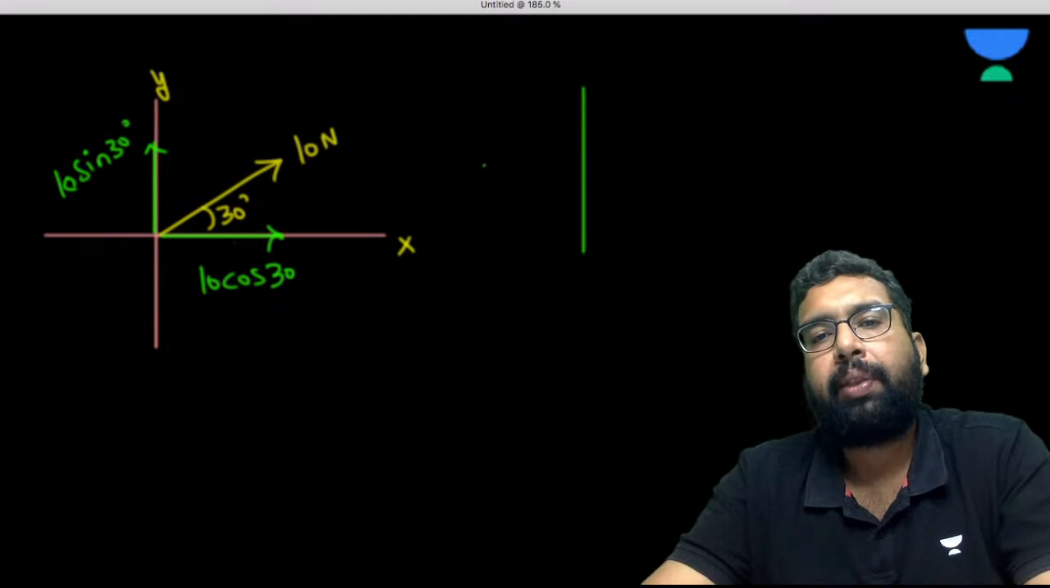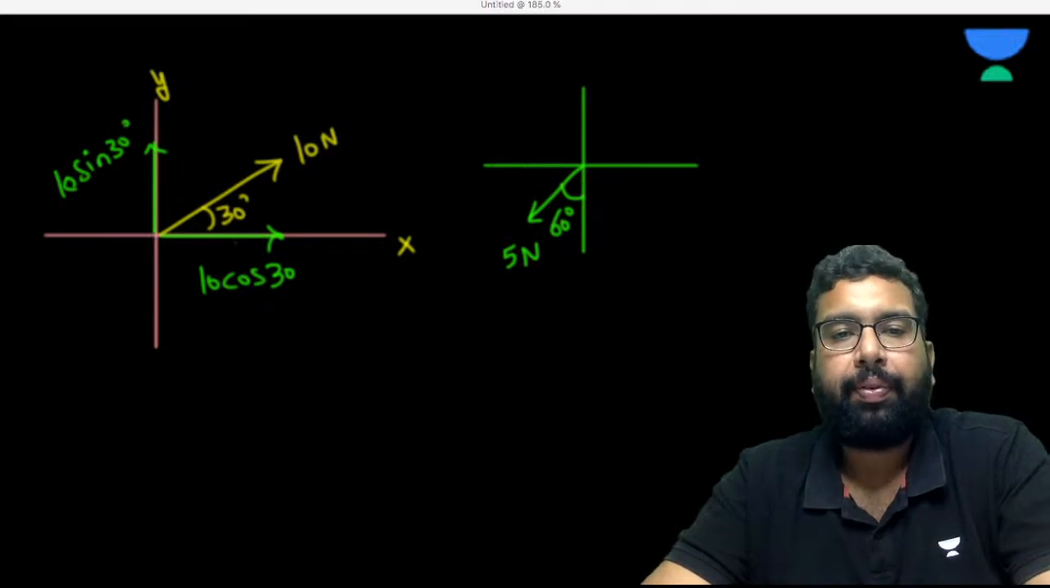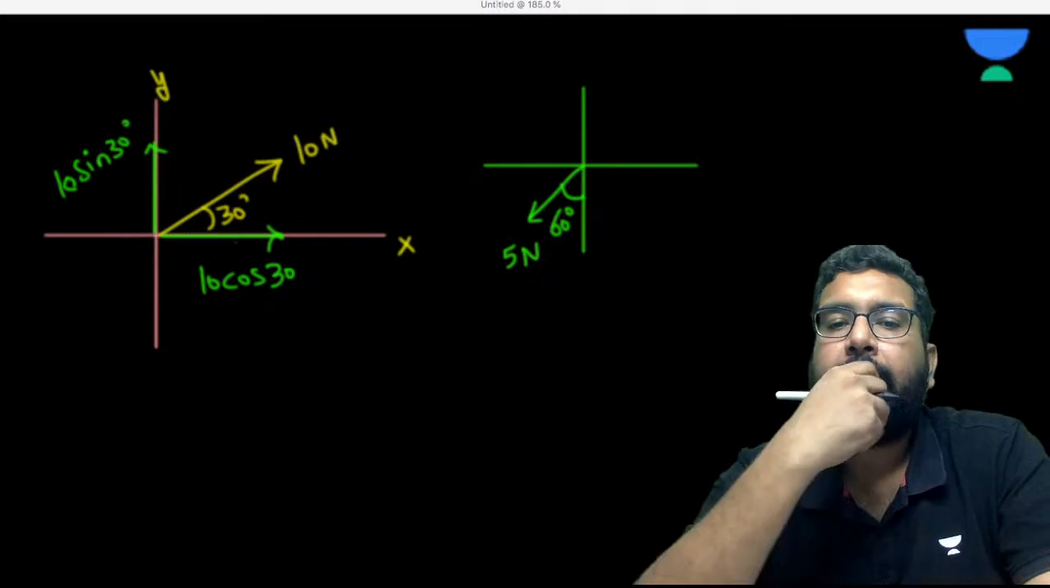Now let's suppose this is 5 Newton and this is 60 degrees. Can you get me the components of it? Very, very simple. I think you can do it.